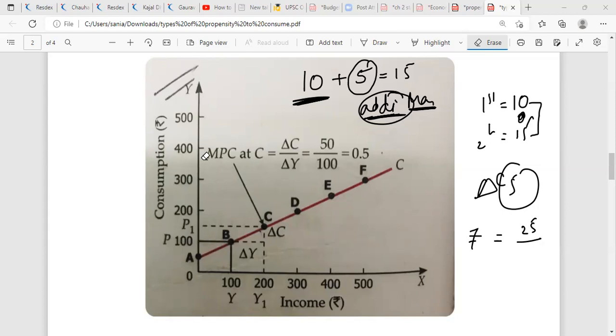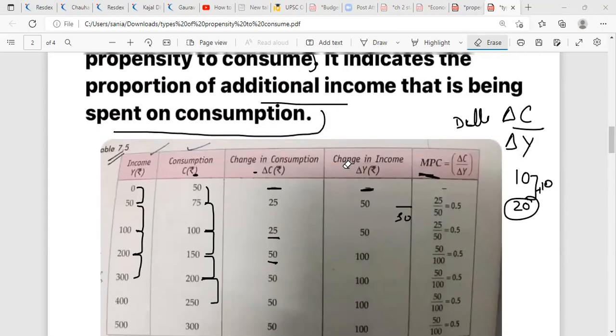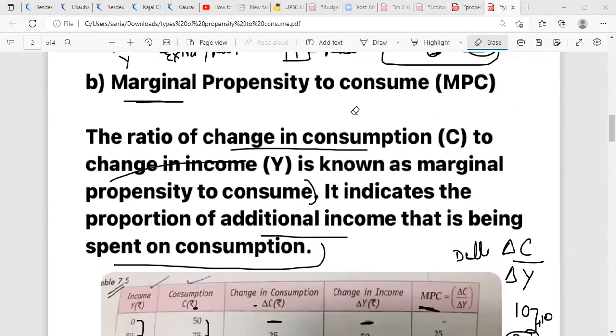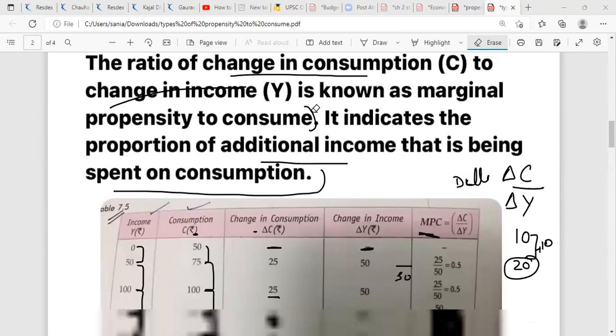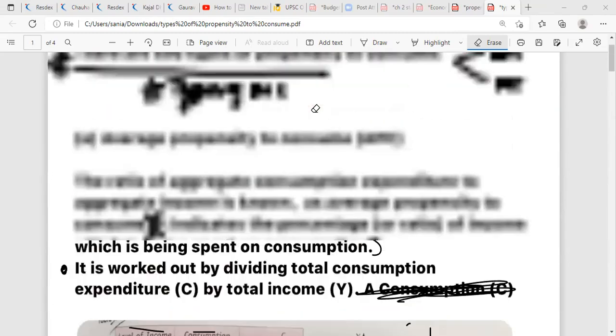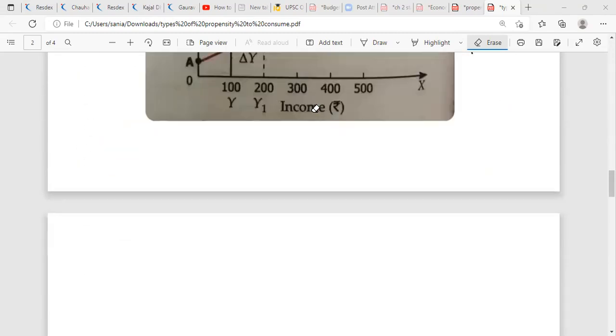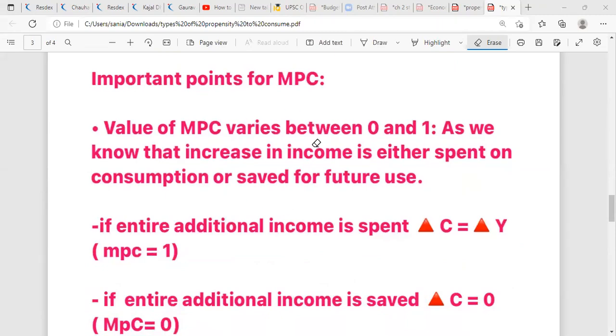Okay. So I hope now you people are aware of APC and marginal propensity to consume and MPC, right? Yes. So in the next class, we'll be discussing a few points about MPC.